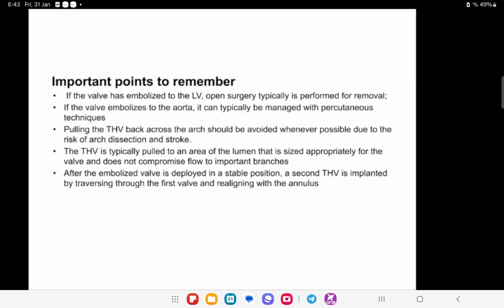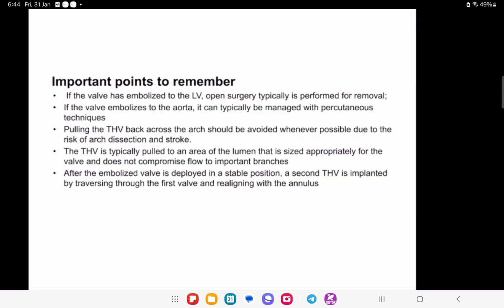Important points to remember: if the valve is embolized to the left ventricle, open heart surgery is typically performed for removal. If the valve embolizes to the aorta, it can typically be managed with percutaneous techniques. Pulling the heart valve back across the arch should be avoided whenever possible due to the risk of arch dissection or stroke. If the valve is pulled, it should go to an area of the lumen that is sized appropriately for the valve and does not compromise flow to important branches.